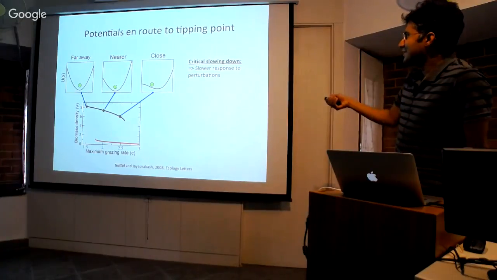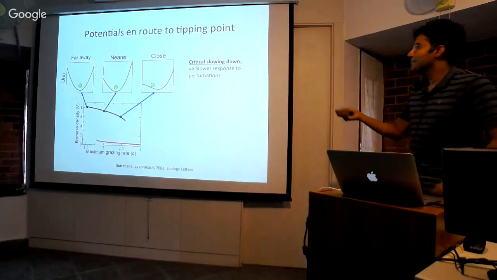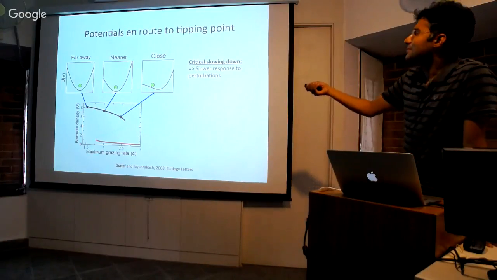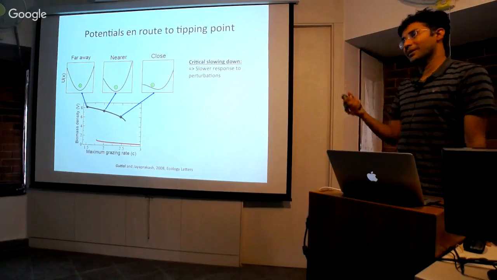Now, this was a very well-known idea. What we showed in one of my PhD thesis papers was that because of the asymmetry in this landscape, the direction of movement is also going to get biased.